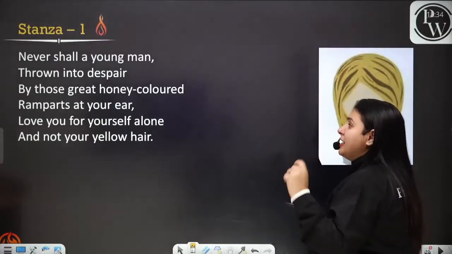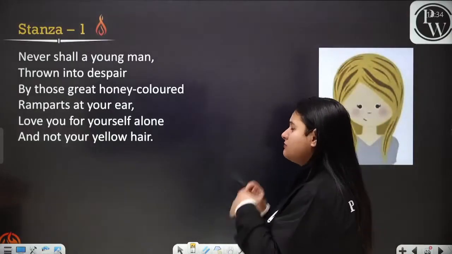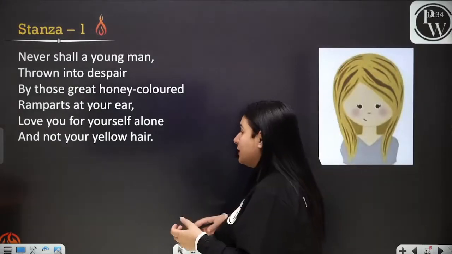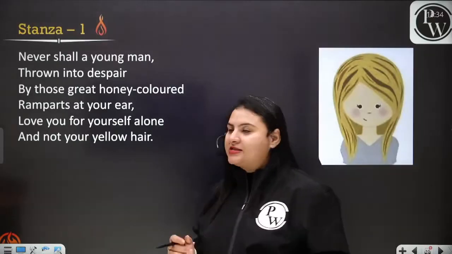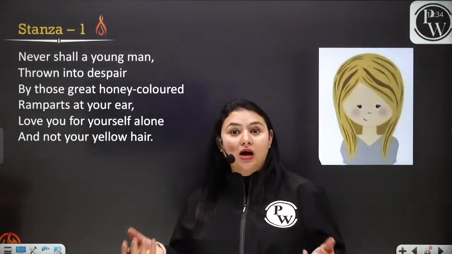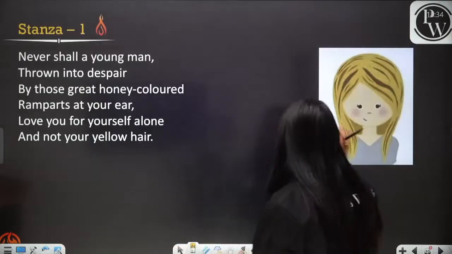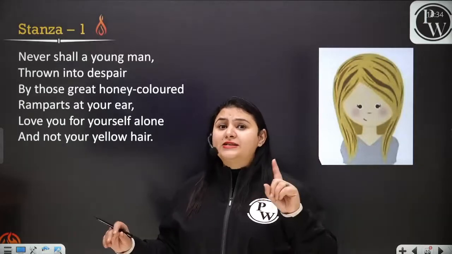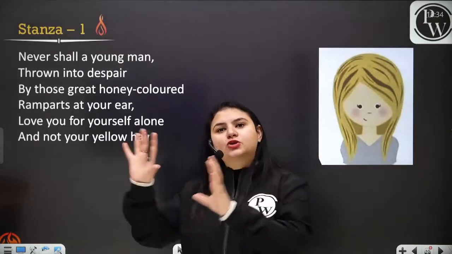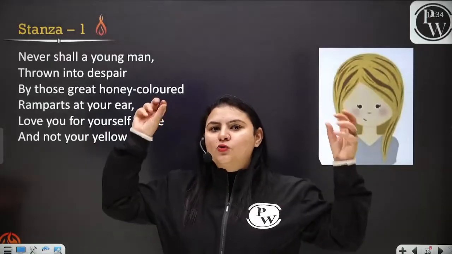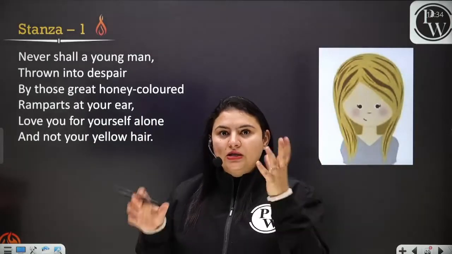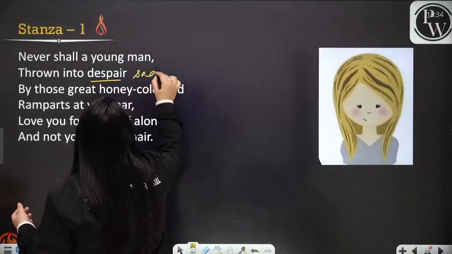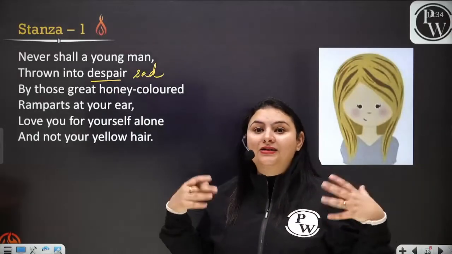So, never shall a young man thrown into despair by those great honey-colored ramparts at your ear love you for yourself alone and not your yellow hair. See, he is here talking to a young girl called Anne Gregory. He is telling Anne Gregory that it's never going to happen that a young man thrown into despair. Thrown into despair means the person you are rejecting, he is sad, he's in despair by those great honey-colored ramparts at your hair.